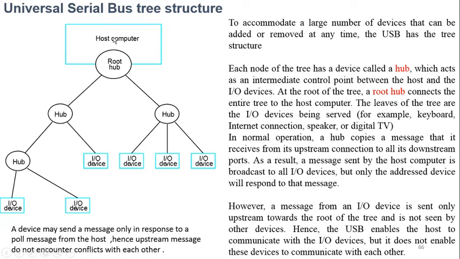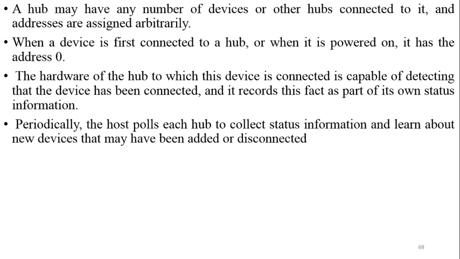The host computer periodically sends polling requests in order to get the current status information of the various hubs in this tree structure. Using this polling mechanism, the host computer can identify that a new device is connected with a particular hub in this tree structure. So the host prefers a periodic polling mechanism to identify whenever a new device is connected to the USB structure, as well as whenever an already connected device is detached from the USB interface.